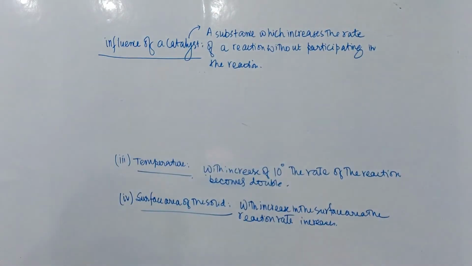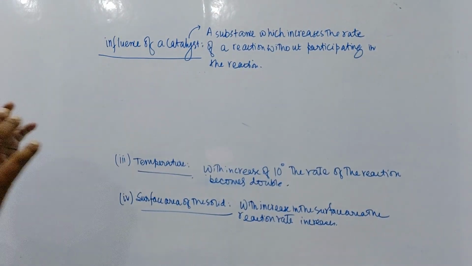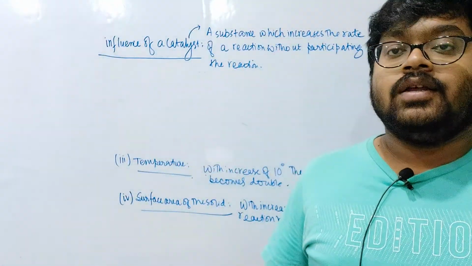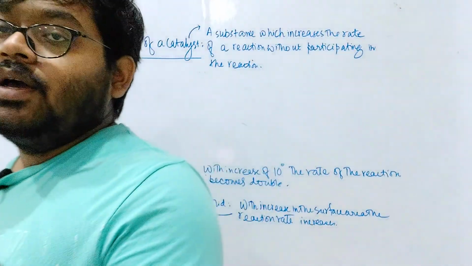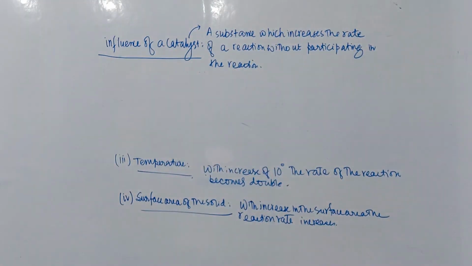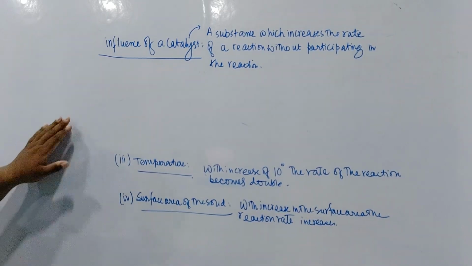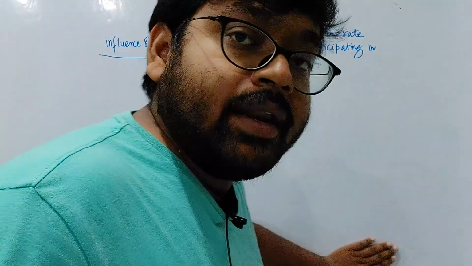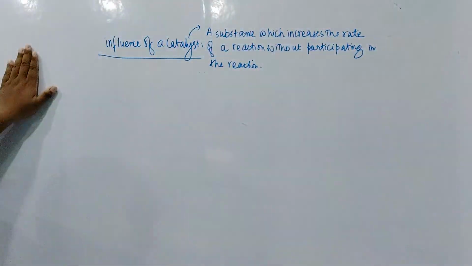We know that this is basically a catalyst. It readily increases the rate of a reaction, but it does not participate in that particular chemical reaction. So obviously we know that a catalyst will always increase the rate of a chemical reaction. Okay. So these are the factors on which the rate of a chemical reaction depends, or these factors can affect the rate of a chemical reaction.